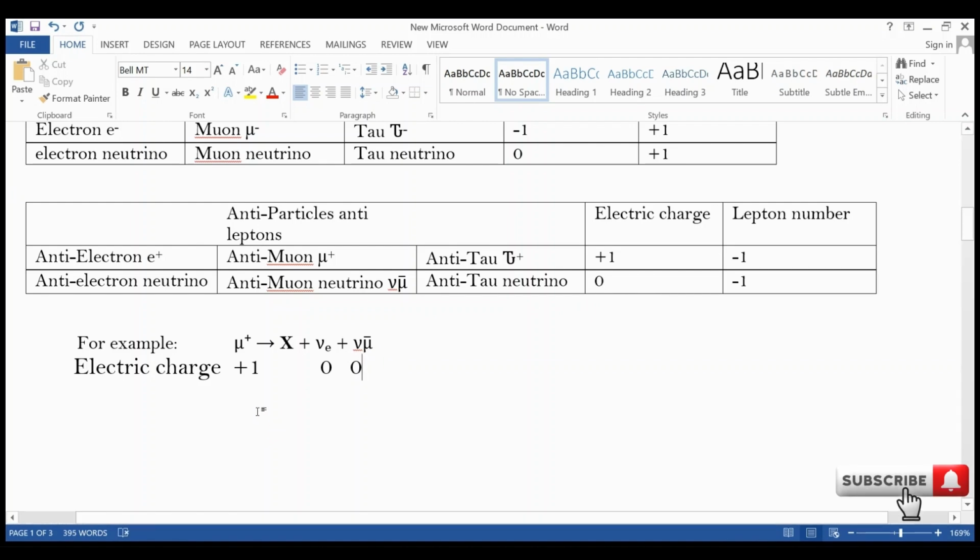So, as far as electric charge is concerned, we have to put the same electric charge on both the left and right side, or on the reactant and product side. So here it is +1 while there it is 0. So the electric charge of X is +1. Now this is the same, +1 on the reactant side and +1 on the product side. So the electric charge is conserved in this sense. Now moving towards the lepton number.